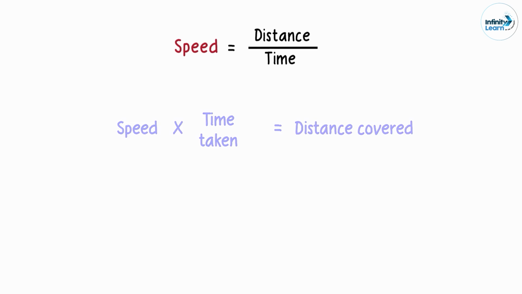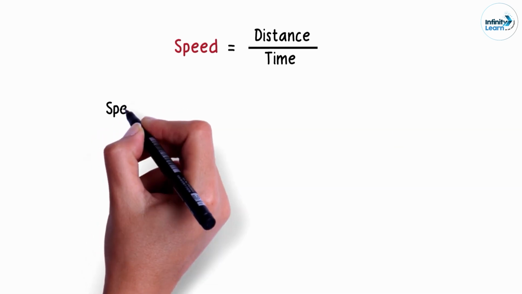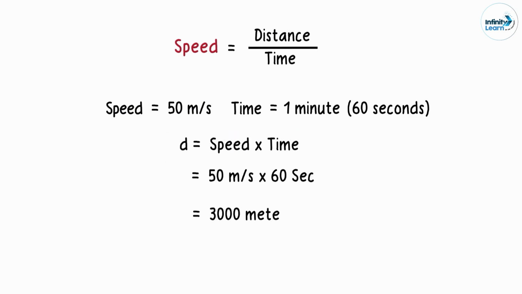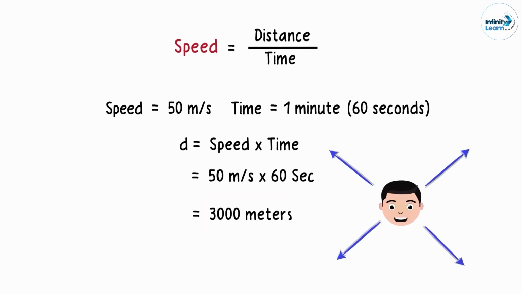So if I tell you that I traveled at a speed of 50 meters per second for 1 minute, can you tell me how much distance I covered? I am sure you've come up with the answer. I have covered a total distance of 3,000 meters. But if I covered 3,000 meters from this point, am I here or over there? You had no clue as to which direction I headed off.